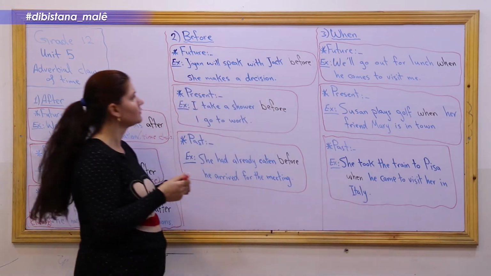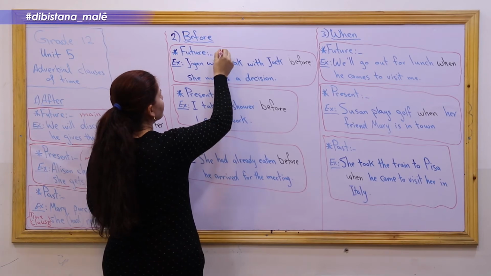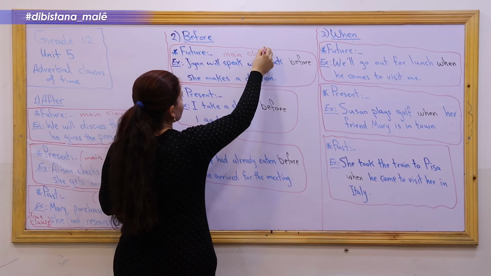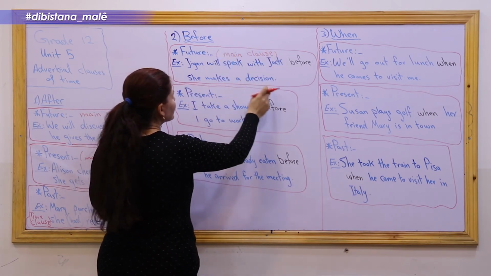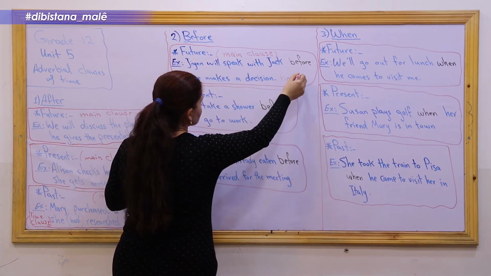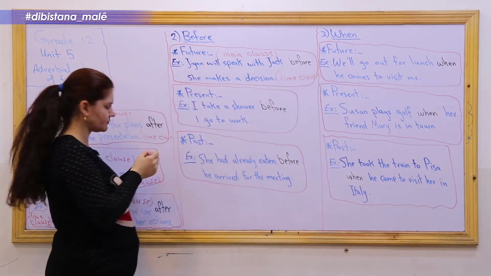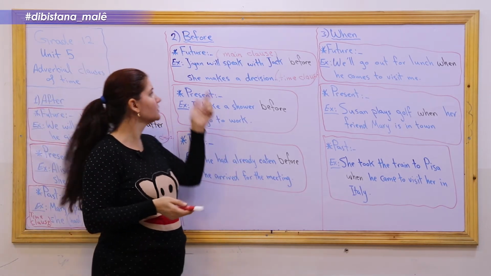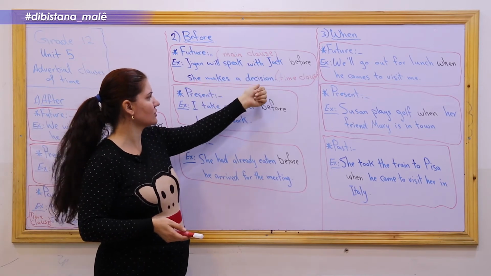Now, which is the main verb? Here we have the main verb, or the main clause. And before she makes a decision, this is the time clause. Now, which one happens at first? Jeanne will speak with Jack before she makes a decision.